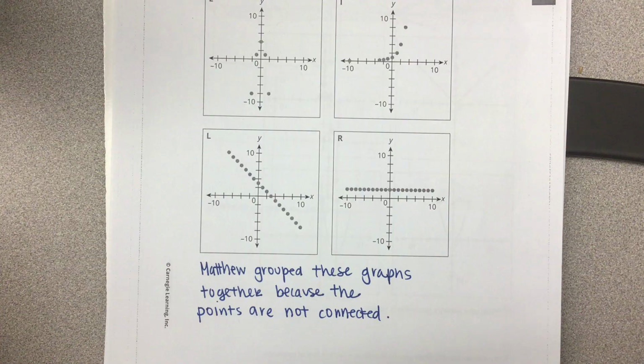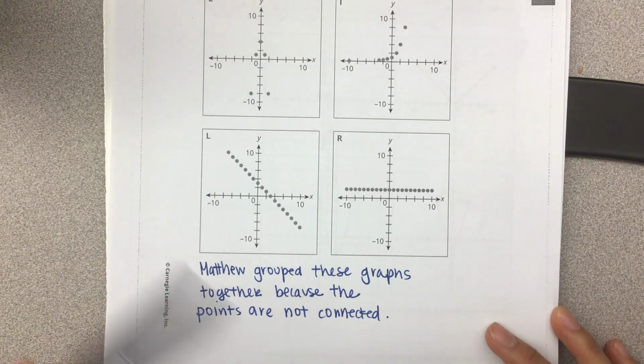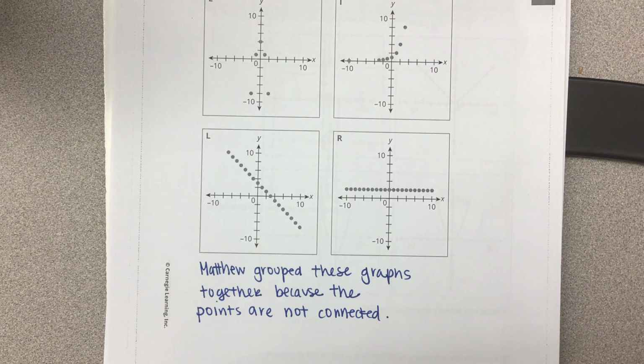I'll wait till you guys have all of that. Later we'll find out a vocab word that means graphs that have points that are not connected. Some of you might already know it, but we'll hold off for another day or two. When you're ready, go ahead and flip the page.